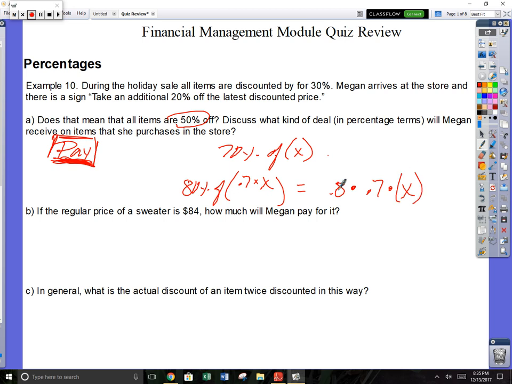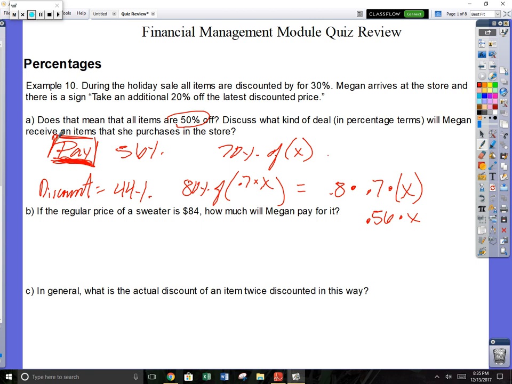Now if you do 0.8 times 0.7, you are going to end up with 0.56 times X. That means you are going to pay 56% of the original tag. That means your discount is actually 100% minus 56%. Your discount is 44%. So it's a clever way for them to make you feel like you're getting half off, but you're really only getting 44% off.